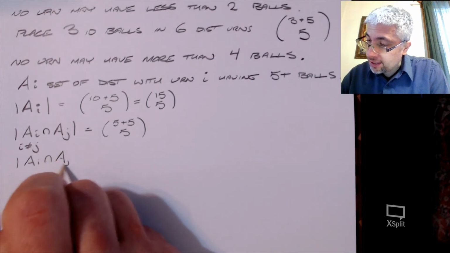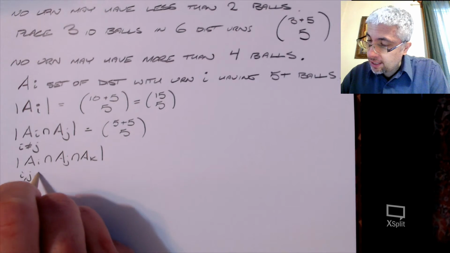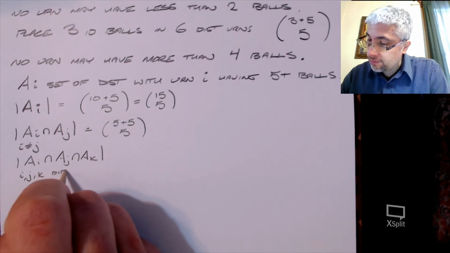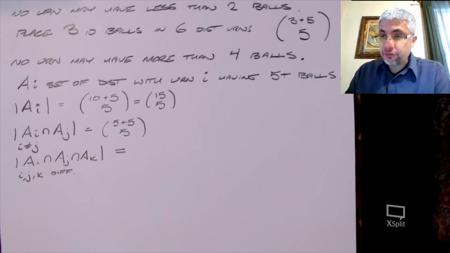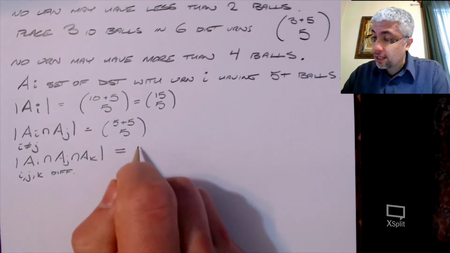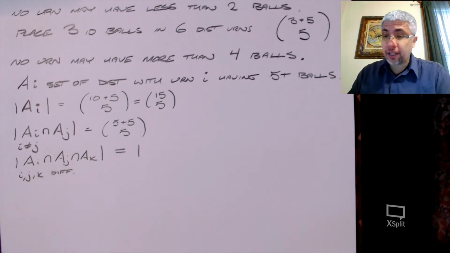Okay, now what about a triple intersection? A_i intersect A_j intersect A_k, where i, j, and k are all different. Okay. So, I have to give 5 to one, 5 to another, and 5 to another. There's nothing left. I'm done. There's only one way to do that. If I'm going to put 5 in urn i, 5 in urn j, and 5 in urn k.